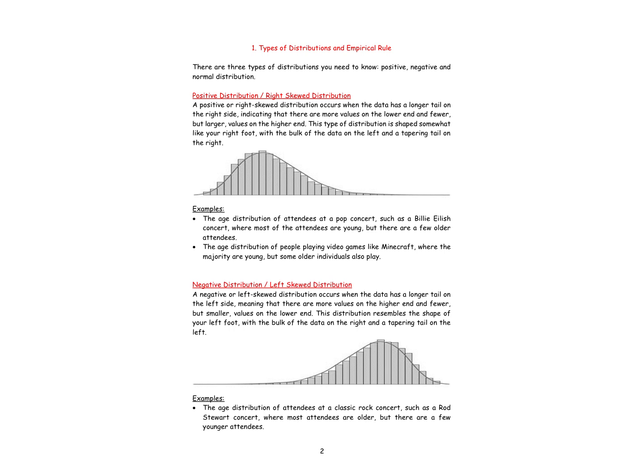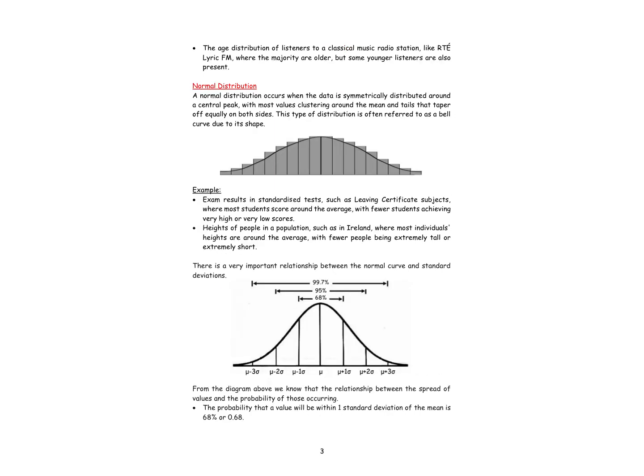This might be the age distribution of attendees at a classic rock concert such as Rod Stewart, where most of the attendees are older, but there are a few younger attendees. Another example of a left-skewed distribution might be the ages of listeners to Lyric FM on RTE, where the majority would be in their 60s or 70s. However, there might be one or two younger people who are listening, but for the most part, we would have people who are older that will be listening to those types of radio stations.